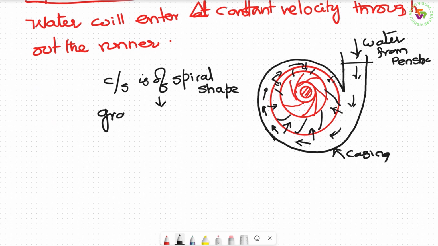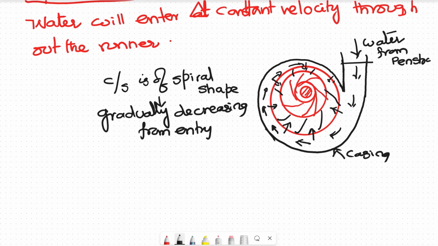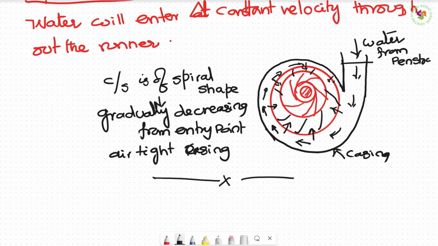Gradually decreasing from entry point. So these are the many things. And third point is it is airtight casing because pressure changes occur inside the casing. As the water enters with very high pressure, that is why it has to be airtight casing. So this is the first component.